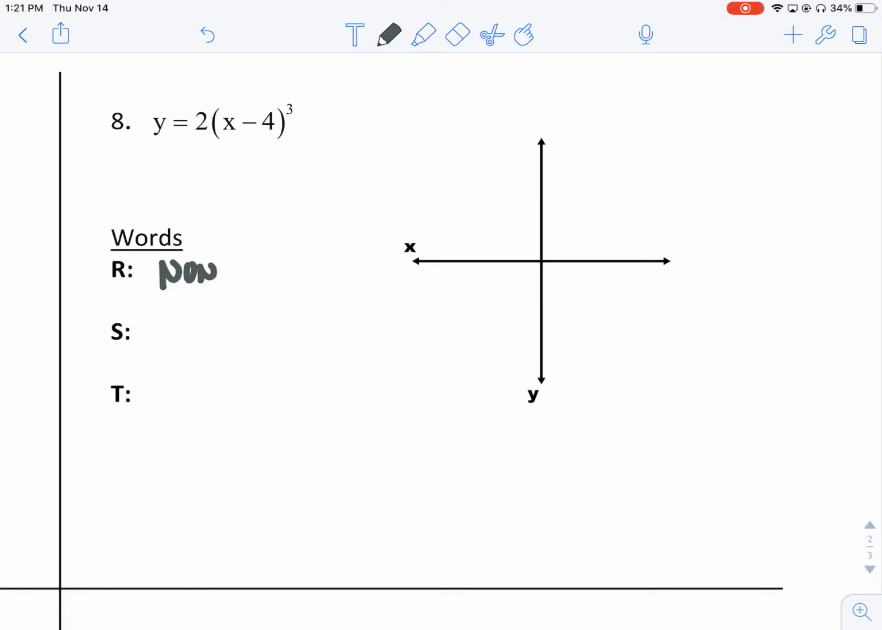Reflection, none. Okay, some people say, well, what about this negative? That's a minus. It's not a negative times, so don't reflect. That's not a reflection. Okay, scale change, there's a 2 times on the outside, so really that's a divide by 2 on the other side, so it's a vertical stretch. So vertical stretch by 2.